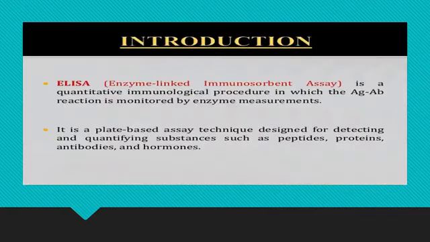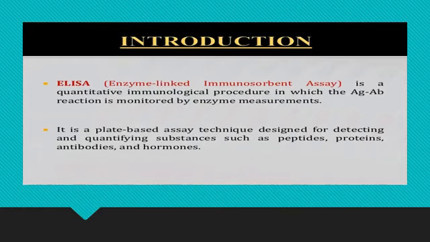Enzyme-linked immunosorbent assay, or the ELISA technique, is a colorimetric test. It is a qualitative and quantitative immunological procedure in which the antigen-antibody reaction is monitored by enzyme measurement, and the ELISA reactions are set up in a 96-well plate or other size of plate, depending on how much sample you have. And these plates are read by a plate reader, which basically measures the absorbance at a specific wavelength, and the result is displayed on a computer screen.